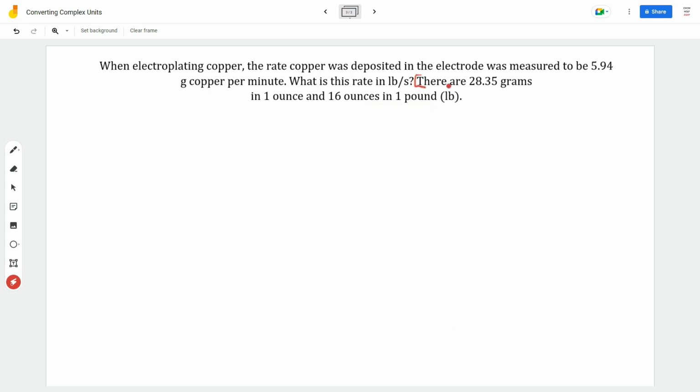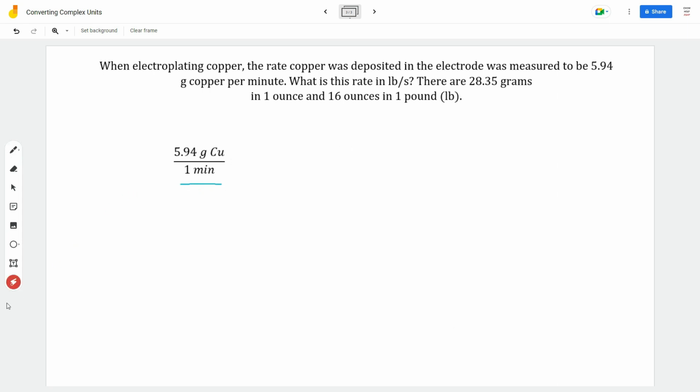So this part right here is just helping us by giving us a couple of conversion factors that we may not know. Don't worry if you know nothing about electroplating, or maybe you know nothing about copper. What does this mean that this is a rate? You just want to focus on the units. This is a conversion. So I'm going to start with what I'm given, 5.94 grams of copper per 1 minute.